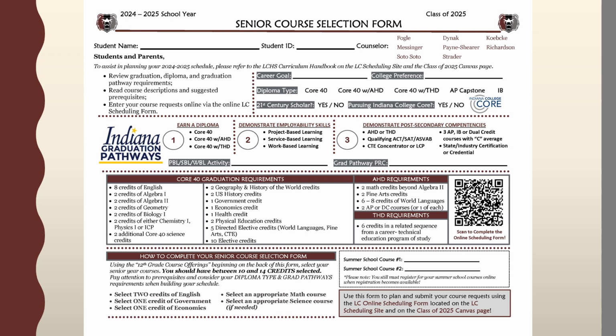Also, please indicate if you are interested in pursuing the Indiana College Core, which will get you 30 college credits from Indiana University by the time you graduate from high school. Grad pathway and diploma requirements are listed for your review to consider while you're picking your courses for next year. Follow the directions provided for how to complete this course selection form and refer to the grade level course offerings to highlight the courses you may want to take next year.